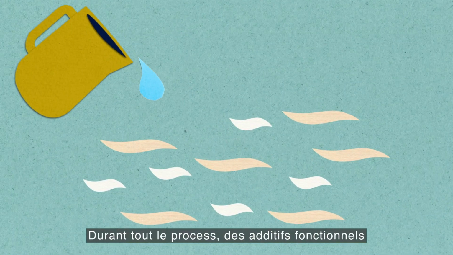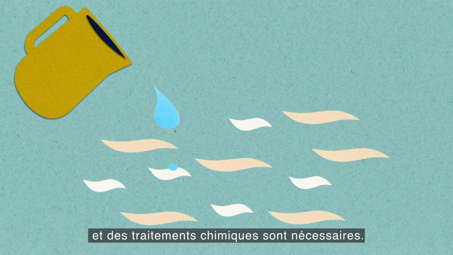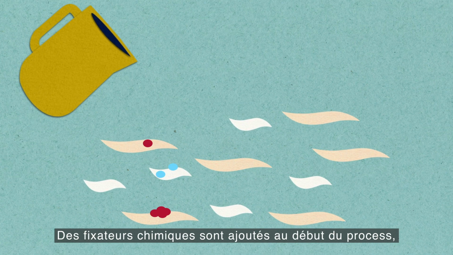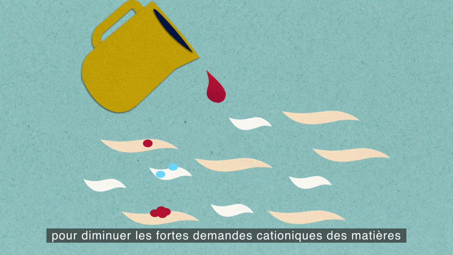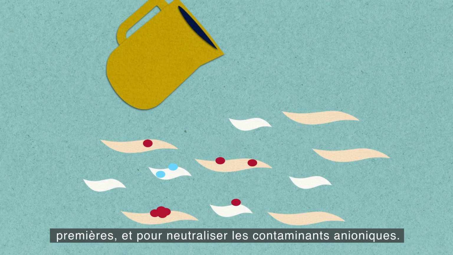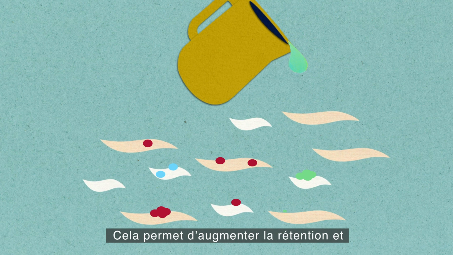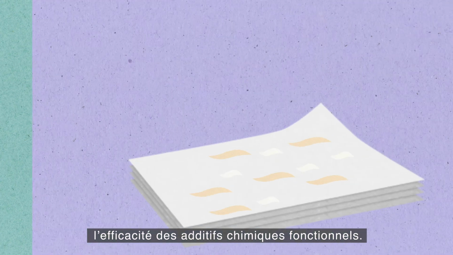Throughout the overall process, functional and process additives are needed. Fixing aids are added at the beginning of the process, used to cut high anionic charges from the raw material and to neutralize anionic trash. This will boost retention and improve efficiency of the functional chemicals.